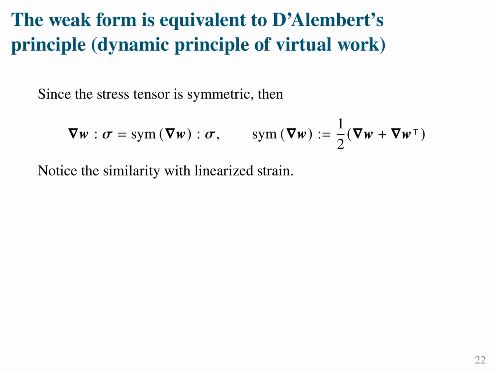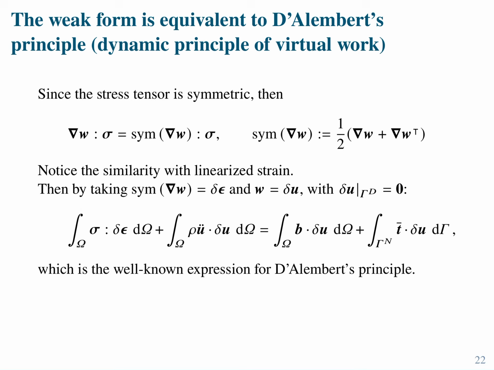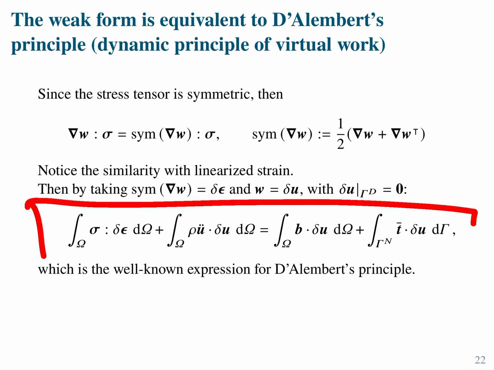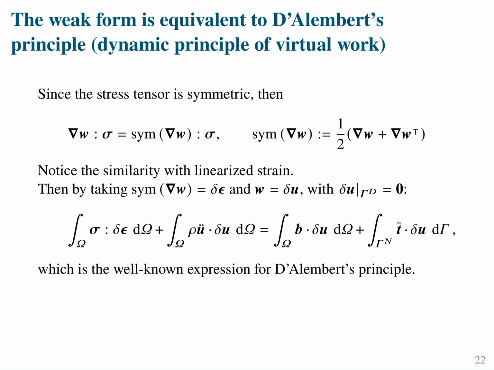Virtual strain. If I call this symmetric part of grad W delta epsilon, this is going to be my virtual strain, and my W is my virtual displacement. Obviously, it has to be kinematically admissible. If I use homogeneous boundary conditions, remember that our W has to satisfy homogeneous boundary conditions, so I have to ensure that is the case. Then I can basically plug back in the equation, and I get this expression here that you may already recognize as D'Alembert's principle.